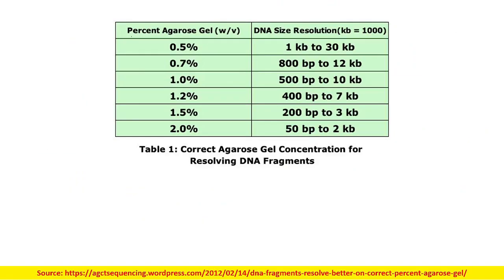Now the percentage of agarose gel and the DNA size resolution is given. If you see, as you go from top to bottom, we are increasing the agarose gel concentration for making the agarose gels, whereas in the DNA size resolution, as we go towards the higher agarose gel concentration, we are basically having a reduced size of the DNA.